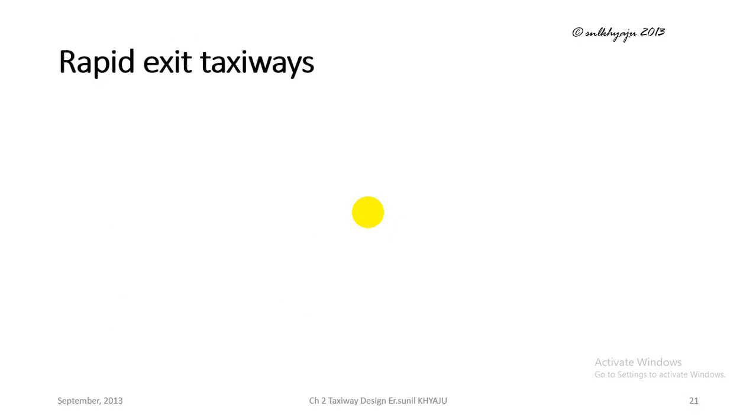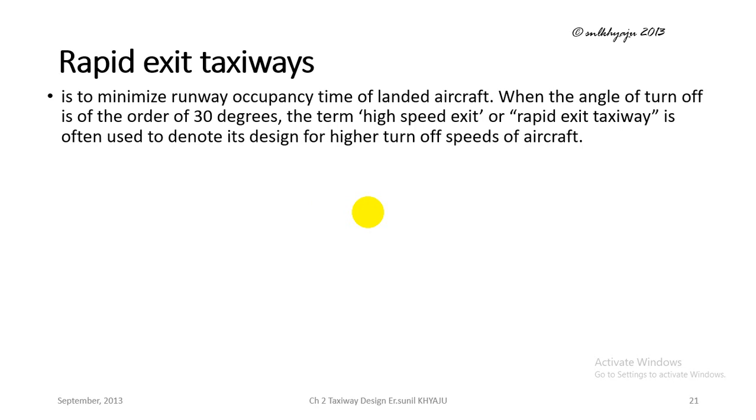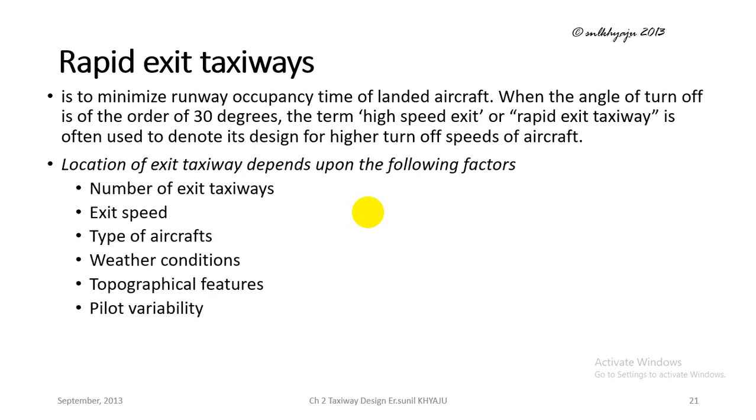Rapid exit taxiways. A rapid exit taxiway is to minimize the runway occupancy time of landing aircraft. When the angle of turnoff is of the order of 30°, the term high speed exit or rapid exit taxiway is often used to denote its design for higher turn-off speed of aircraft. Location of exit taxiway depends on the following factors: number of exit taxiways, exit speeds, types of aircraft, weather condition, topographical features, and pilot variability.